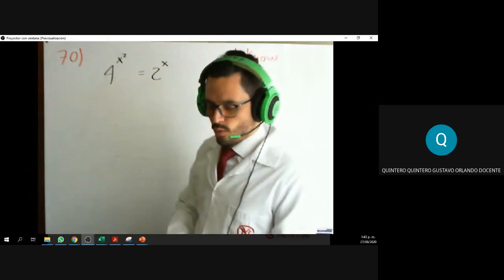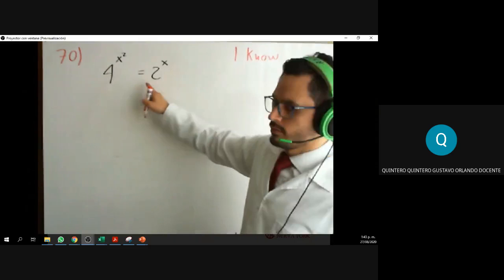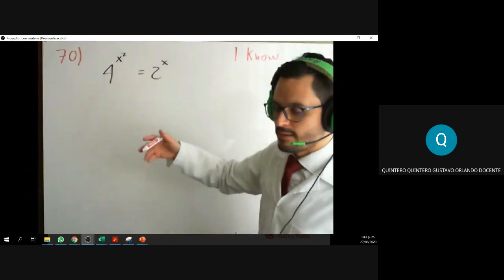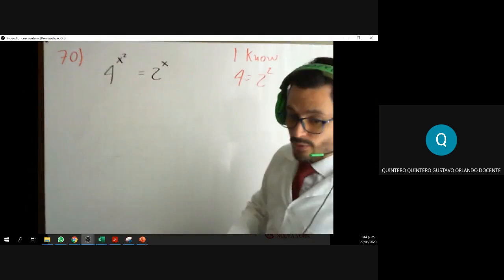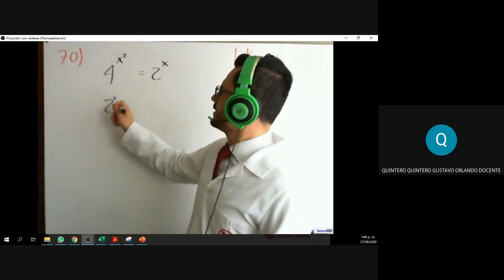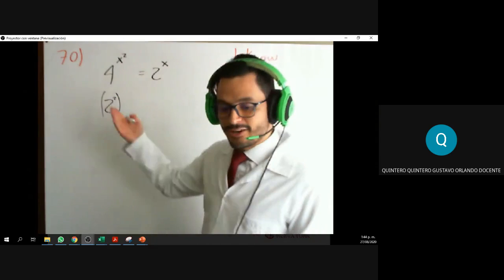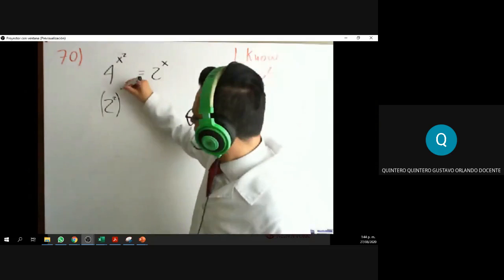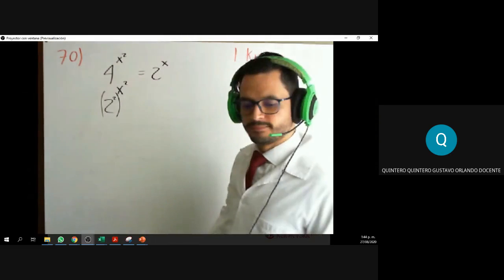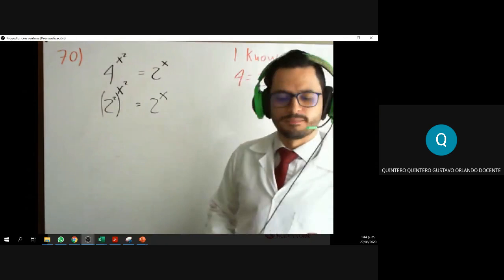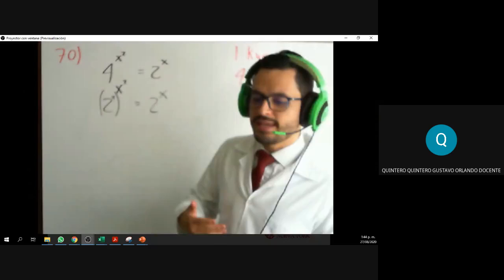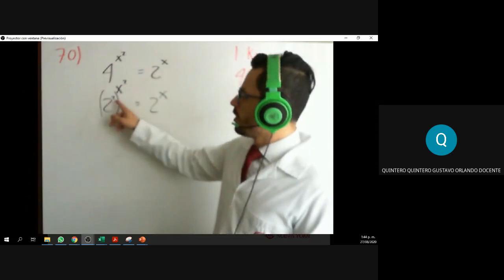All right? What is it that we know? Well, we want to change the bases to be the same. So the 4, I can move it into a 2 to the second power. That is what I know. That is what I'm going to use. So the trick here is the same, right? We have 2 elevated to the second power, parentheses to denote power of a power, and all of that elevated to the x squared. All right? To the right, we have 2 elevated to the x. Beautiful. What is the next step? The exact same, right? We are going to do power of a power.